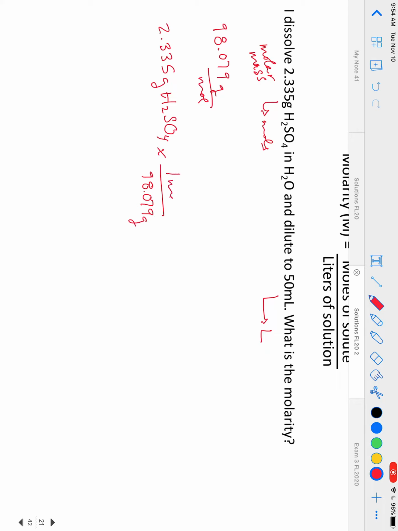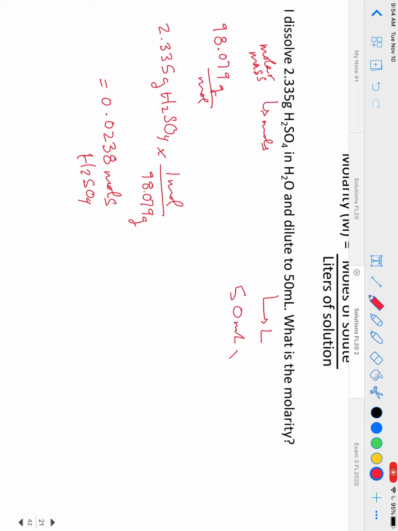So 98.079 grams on the bottom per 1 mole on the top. So 2.335 divided by 98.079, and you should get 0.0238 moles of H2SO4, and this is what we'll plug in on the top.